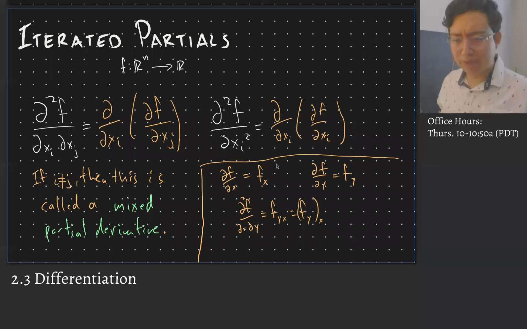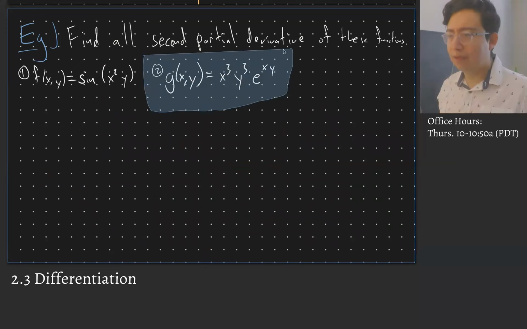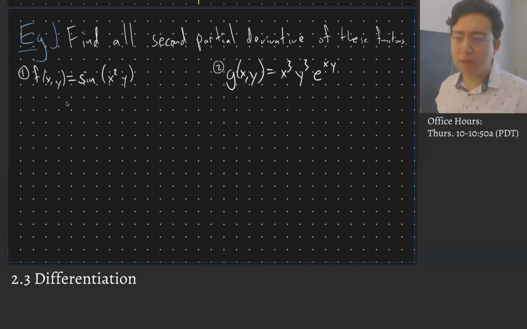Okay. Actually, I think there's one more slide before examples, but we're gonna move on here, okay? Cool. Oh no, there isn't. Okay, there's a nice set of examples first. So if we take f of x comma y to be this function here, the sine of x squared y, here it says compute all second partial derivatives of this function.